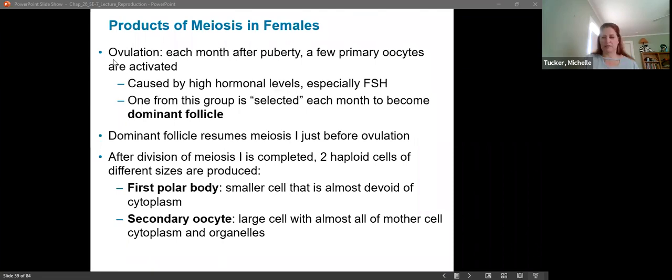Okay. Ovulation occurs each month after puberty. A few primary oocytes are activated. This is caused by high hormonal levels, especially FSH. So FSH is going to recruit about 20 primary oocytes to mature, to start maturation.